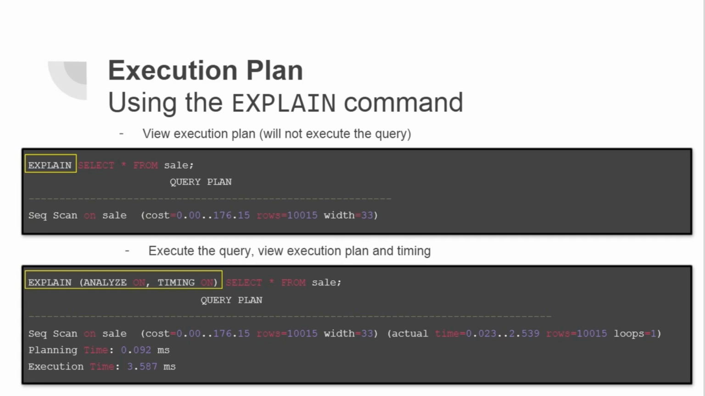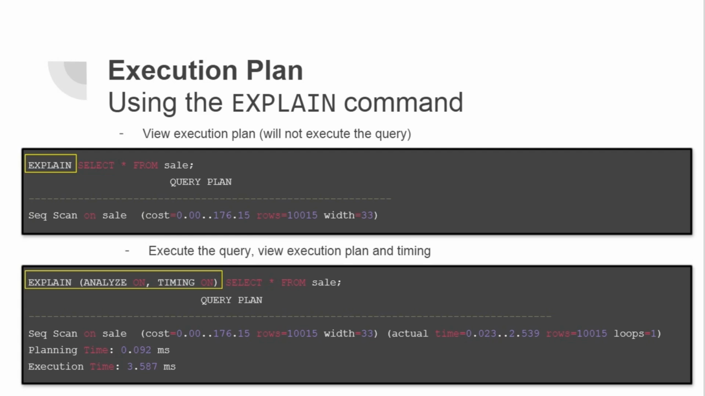Explain can accept several arguments. Two that are most interesting, in my opinion, are analyze on, timing on. When you do explain analyze on, timing on, and your query, you get the execution plan, and you also get a few interesting things here. First, you get the execution time. We can see that this query took 3.5 milliseconds. So the database actually executed the query and timed it for you. It also timed how much time it took to produce an execution plan.